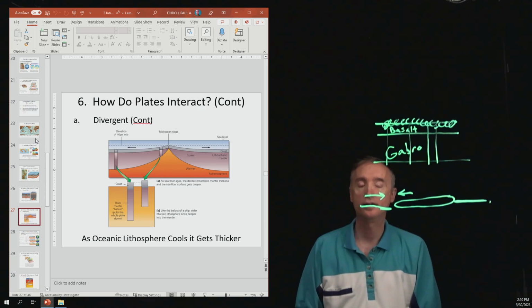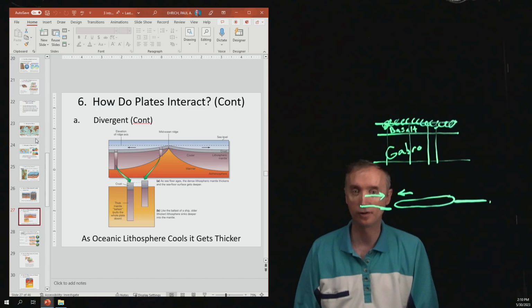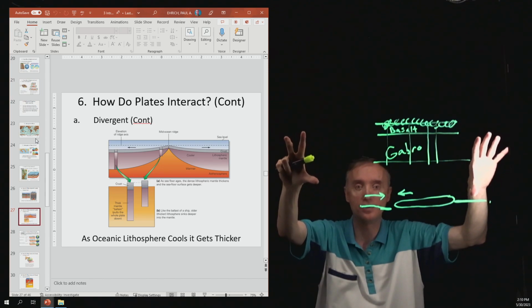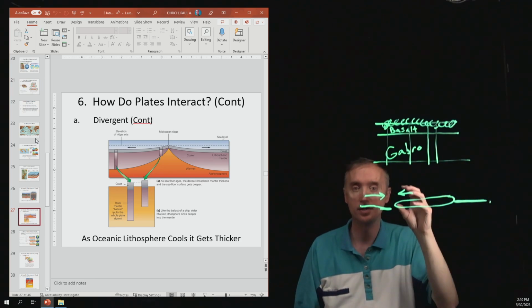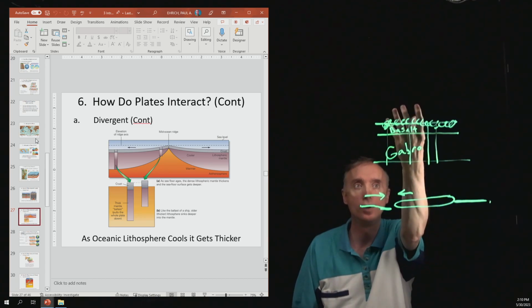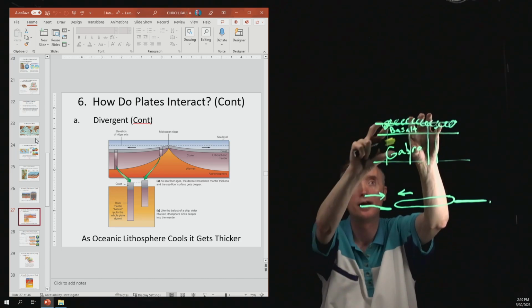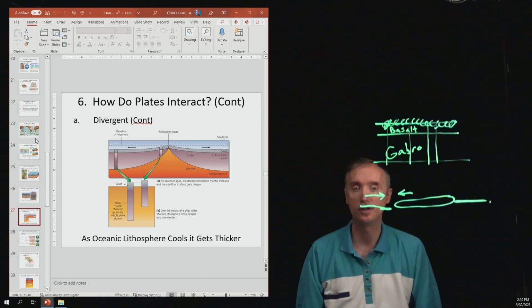Another thing is that the thickness of the lithosphere increases the further away that you get, and that's because it's cooling off. It's very thin when it's first coming up through the crack, but as it moves further and further away from the mid-ocean ridge, it starts to cool off and becomes gradually thicker.